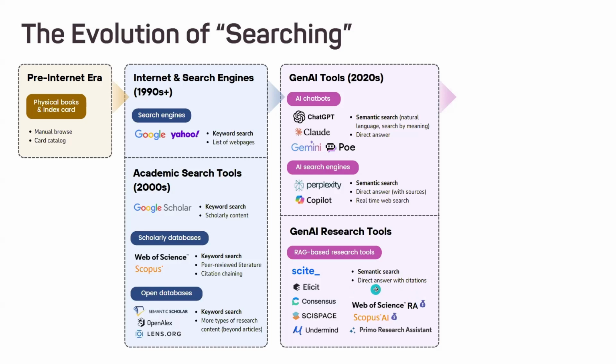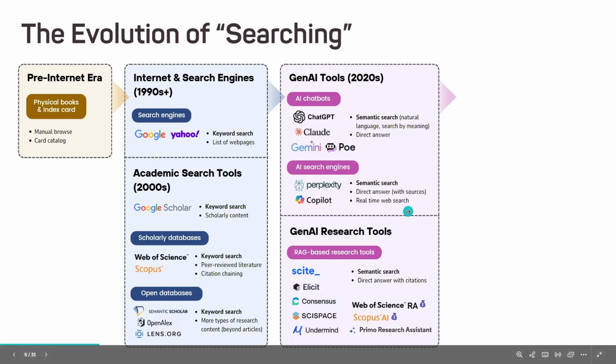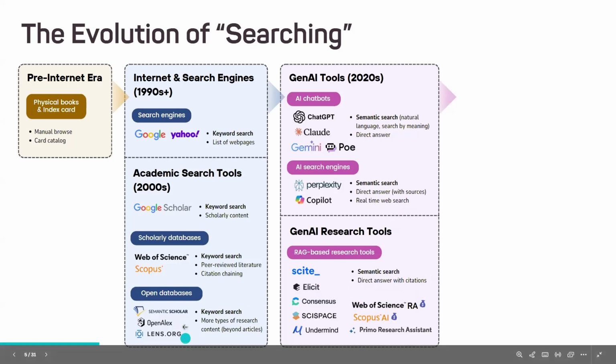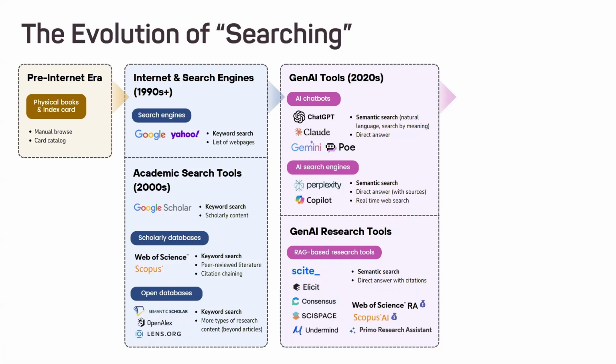I would say the key difference between these tools and the general chatbot is they're actually trained on scholarly content. Remember I mentioned the open database, Semantic Scholar. Many of them are actually trained on the data from Semantic Scholar and also some open access content.